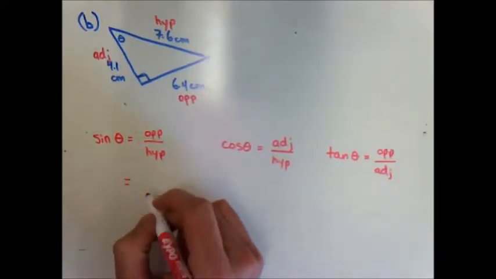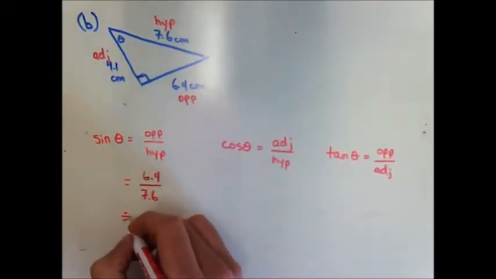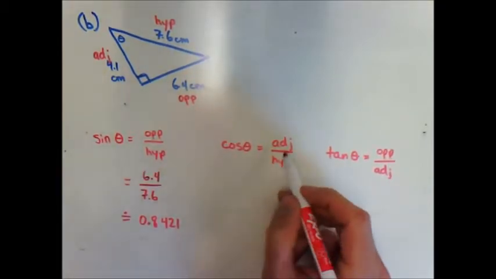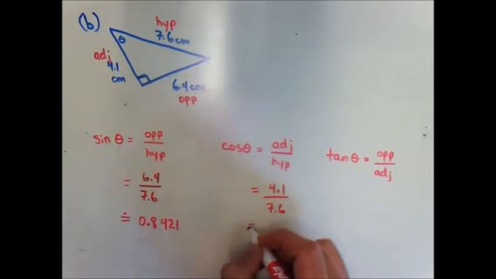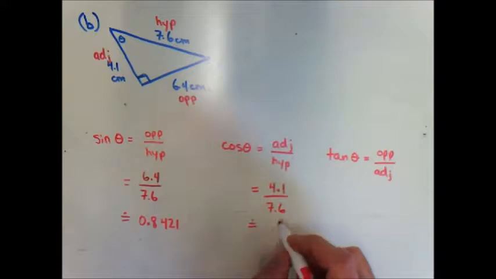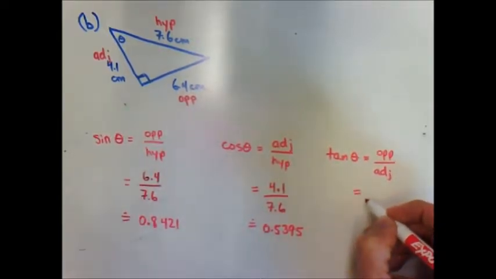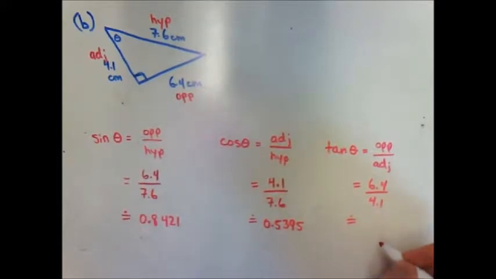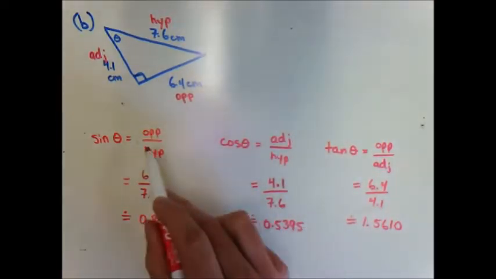Go ahead and plug in our numbers. For sine of theta, we have 6.4 over 7.6, which rounds in our calculator to approximately 0.8421. Cosine of theta is given as the ratio adjacent over hypotenuse, which is 4.1 over 7.6. In our calculator, rounded to 4 decimal places, is 0.5395. And the tangent ratio, which is given as opposite over adjacent, is 6.4 over 4.1. If we put that in our calculator, we have the result 1.5610.